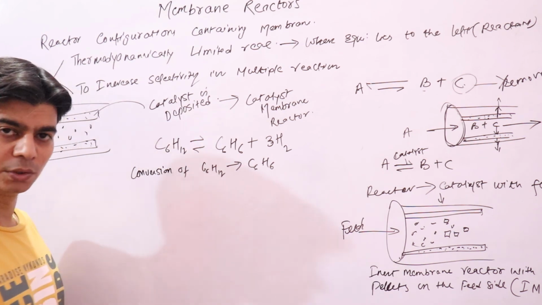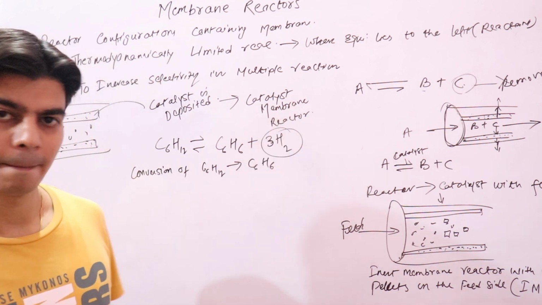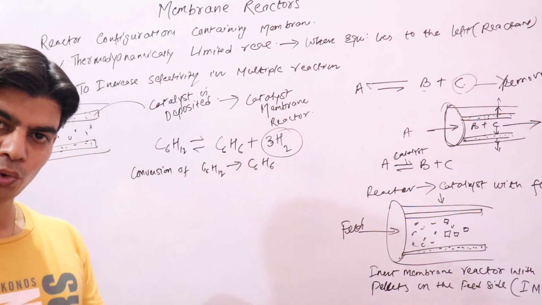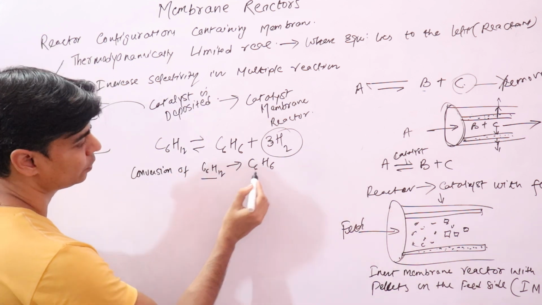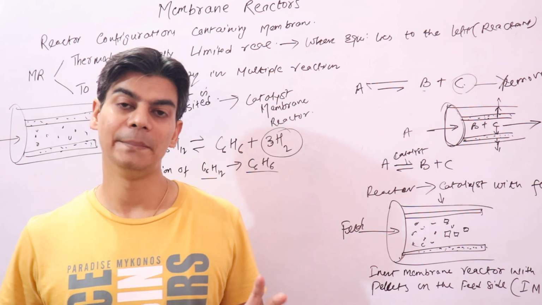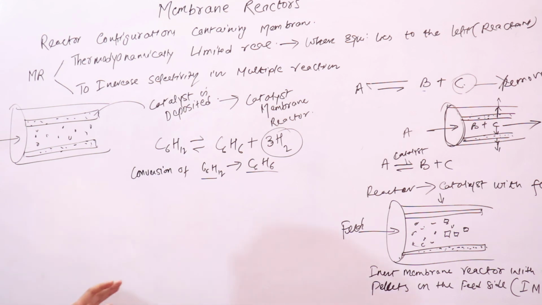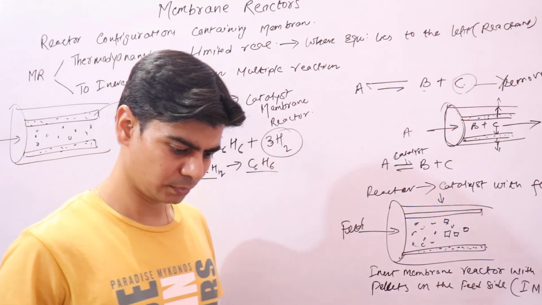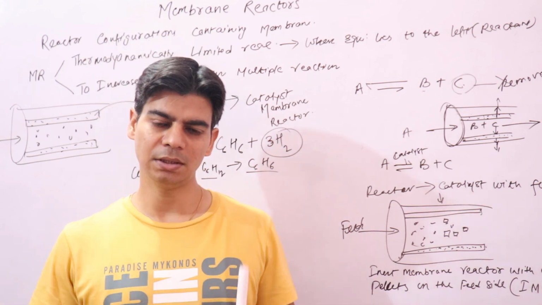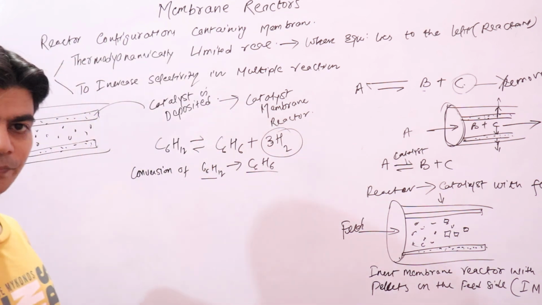What will the membrane reactor do? As we have discussed here, it will remove hydrogen through the membrane, right? Due to which the conversion of C6H12 into C6H6 will increase, right? So this is the basic engineering behind your membrane reactors. So just understand, whenever in a practical situation you see a membrane reactor, these are the two main things where membrane reactors are used, right?